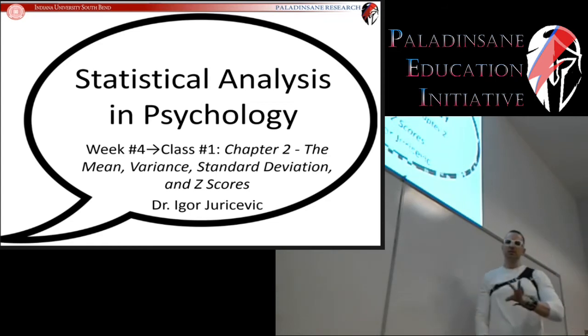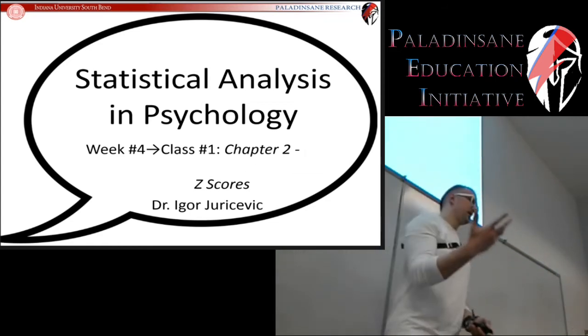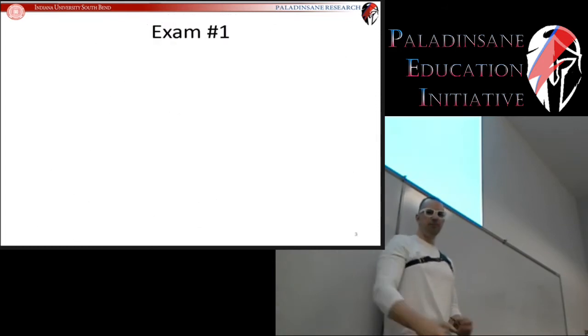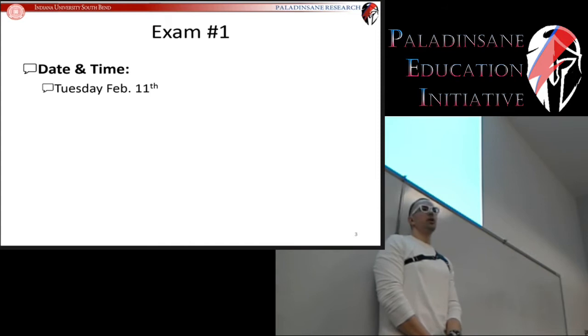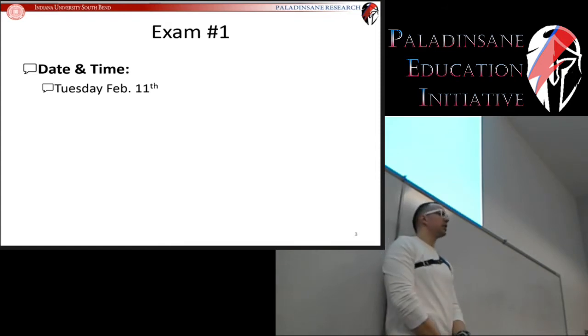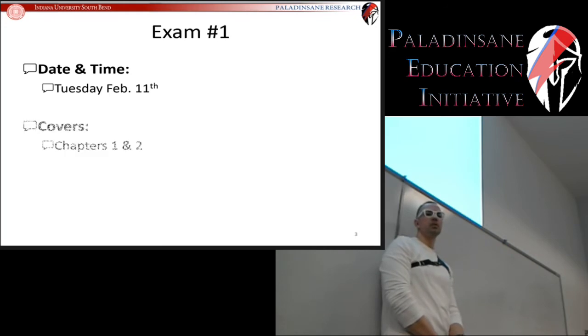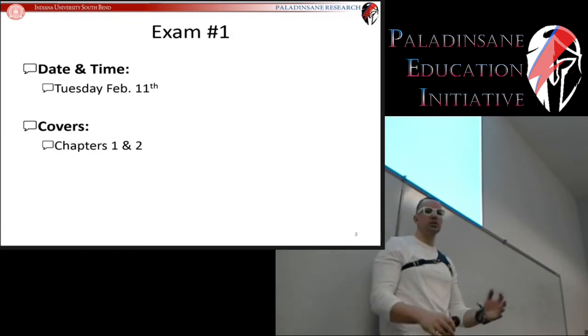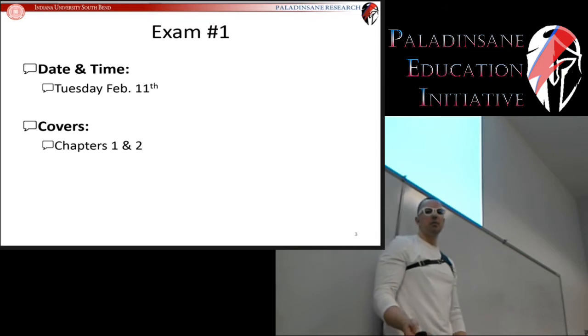But just before we get to that, I want to put exam number 1 on everybody's radar. Exam number 1 is coming up in a week's time. A week from today, we will be doing exam number 1 in class. It's going to cover chapters 1 and 2: frequency distributions, the mean, measures of central tendency, variability, and z-scores.